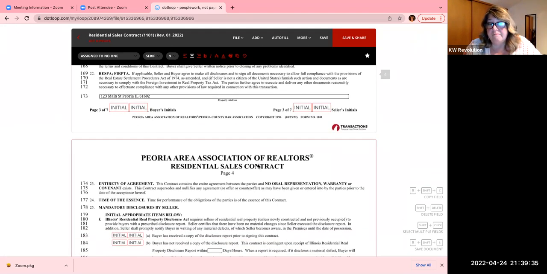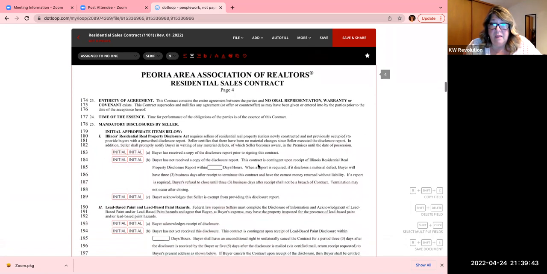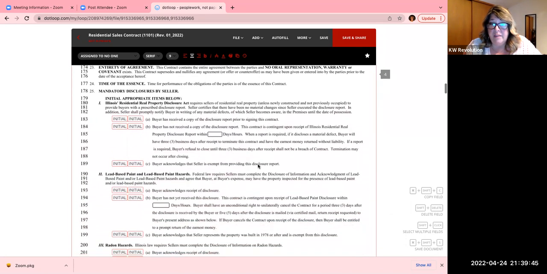RESPA is mainly saying that you do have to be honest with your lender. If you go over here to page 4, this is super self-explanatory.